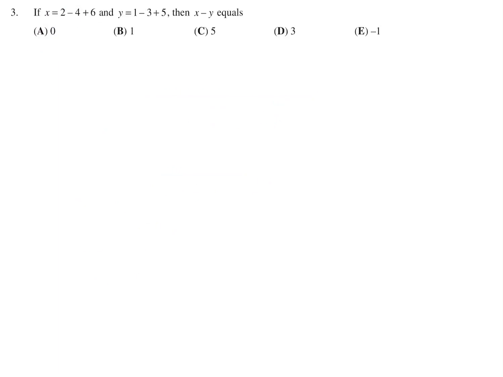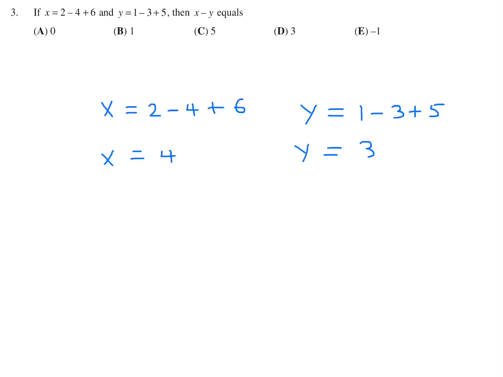If x is equal to 2 minus 4 plus 6 and y is equal to 1 minus 3 plus 5, then x minus y equals. So x is just a number that they've given you. 2 minus 4 plus 6, so that looks like 8 minus 4, which is 4 for the value of x. Y is also a number that they've given you, 1 minus 3 plus 5. And that is 6 minus 3, which is 3. And therefore x minus y is 4 minus 3, which is equal to 1. So number 3, the answer is B.